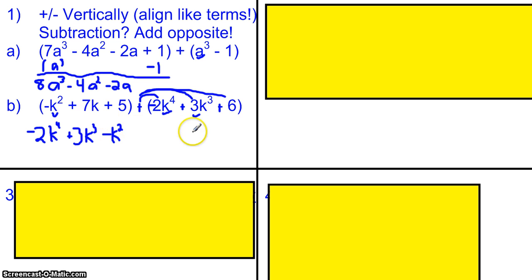And now we have any first degree. Here we have just a 7k, right? So +7k. Combining all like terms, right? And then I have +5 and we have a +6. Those can be combined and give us +11. So there is the horizontal method, checking each term off, making sure you've accounted for every term, right?